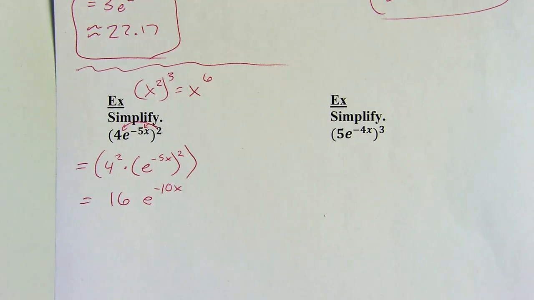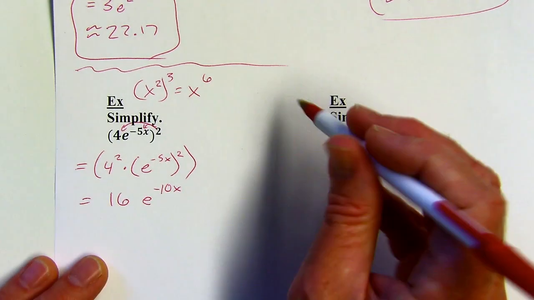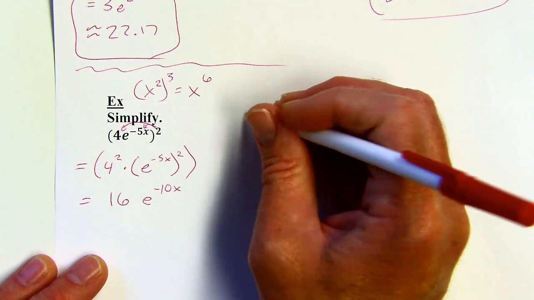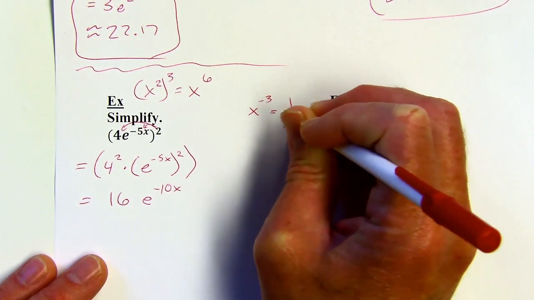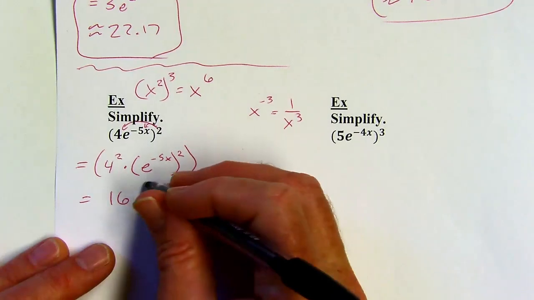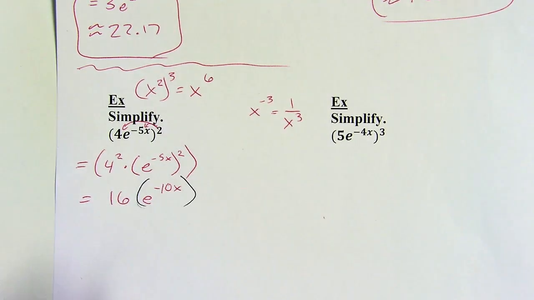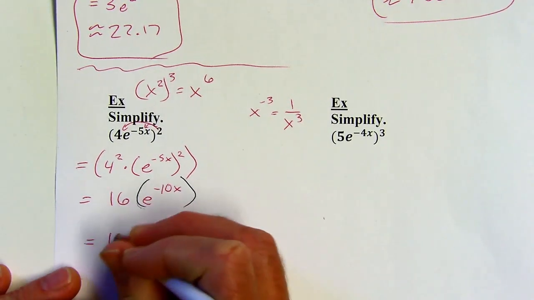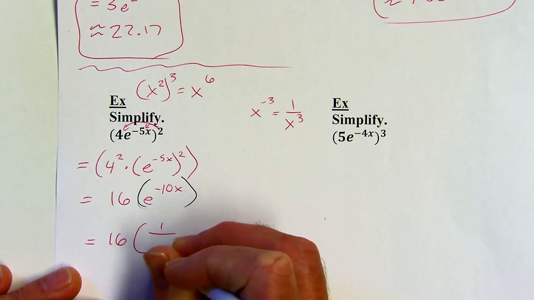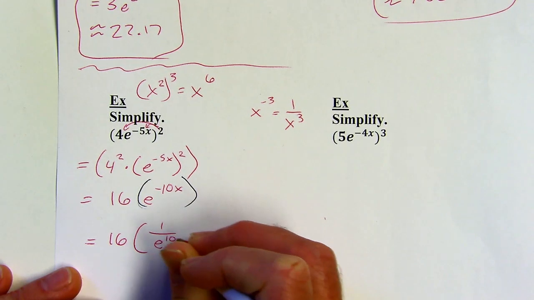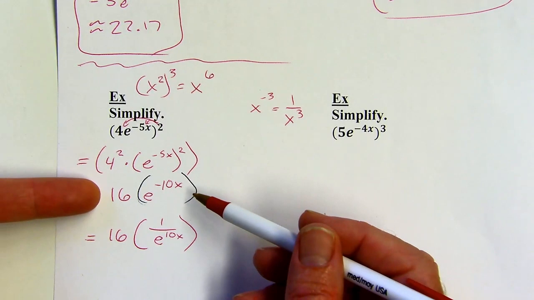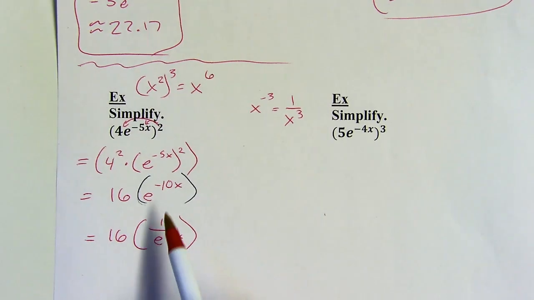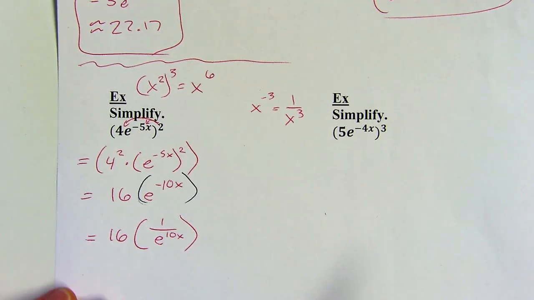Okay? So I got it down to that, but I don't want to leave a negative exponent in my final answer. So there's another rule you need to know. If you have x raised to the negative 3rd, that equals 1 over x to the 3rd. Okay? So I'm going to take this part and write it as 1 over e to the 10x. Okay? It could be that some teachers would want you to leave it like this, but typically you wouldn't leave a negative exponent in a final answer.